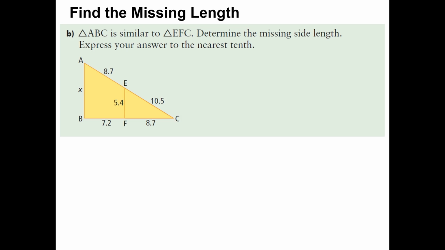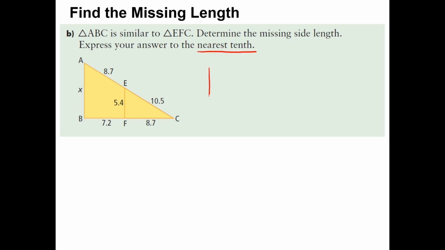Moving on to a different example, it says that triangle ABC, this triangle here, is equal to triangle EFC. And I am to determine the missing length of x and express my answer to the nearest tenth. So here's what I want to do first. I notice a triangle within a triangle.